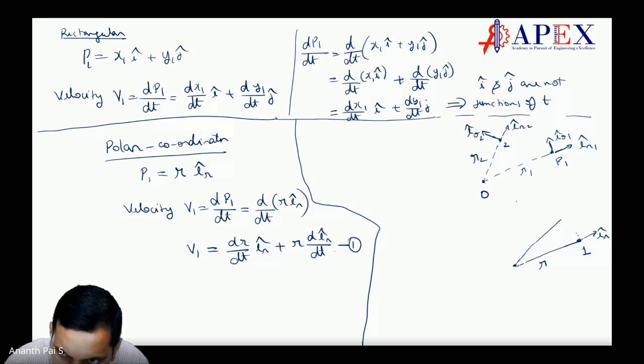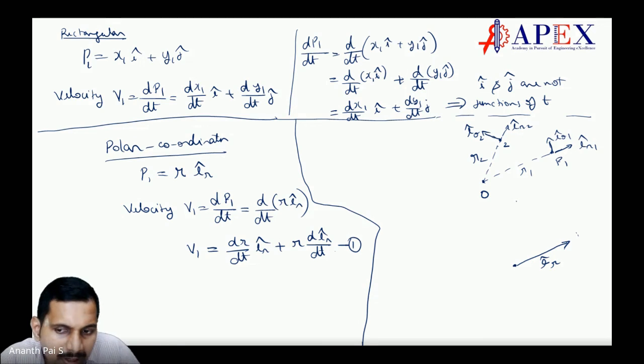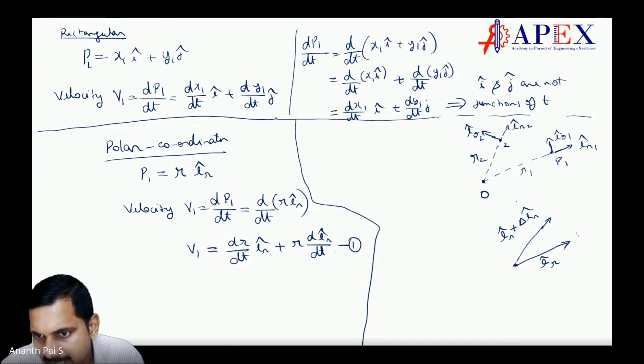One second, students. Let us take ER only. Let this be ER, this unit vector. Now when it has changed, see the change is over here. It has changed to some other position. See this position, let us say ER plus delta ER. Can I say it like this, students? ER plus delta ER. I can say this.